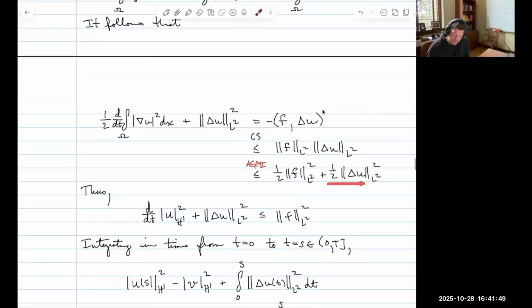Now you notice that this comes with a coefficient of a half, and this is a coefficient of 1. So I'm going to subtract from both sides this number, or in other words, move a negative over there. Then I get halves on each of the terms. And then I multiply by 2, and that gives me this inequality. So now we're back to what we had before, or similar to what we had before, and the analysis becomes simple. Integrate from t equals 0 to t equals s.